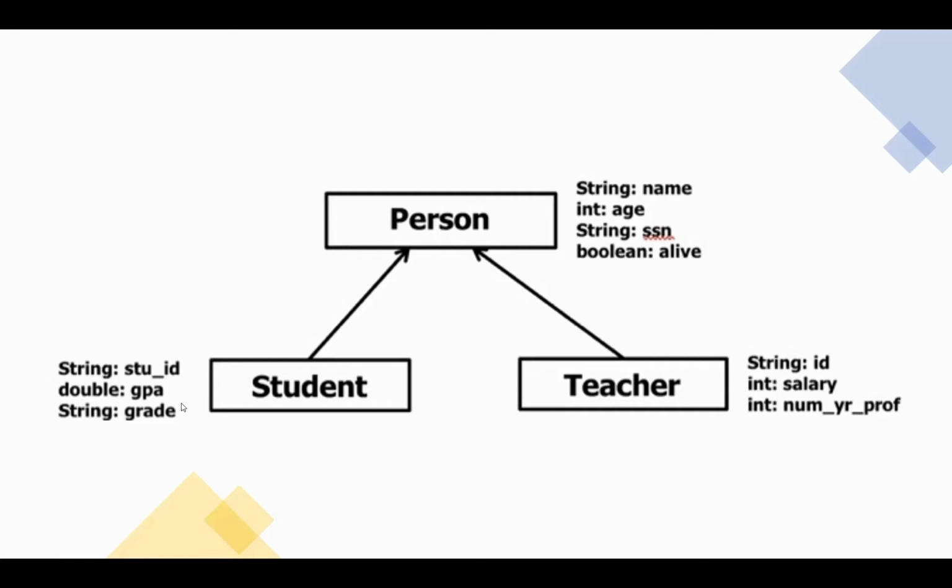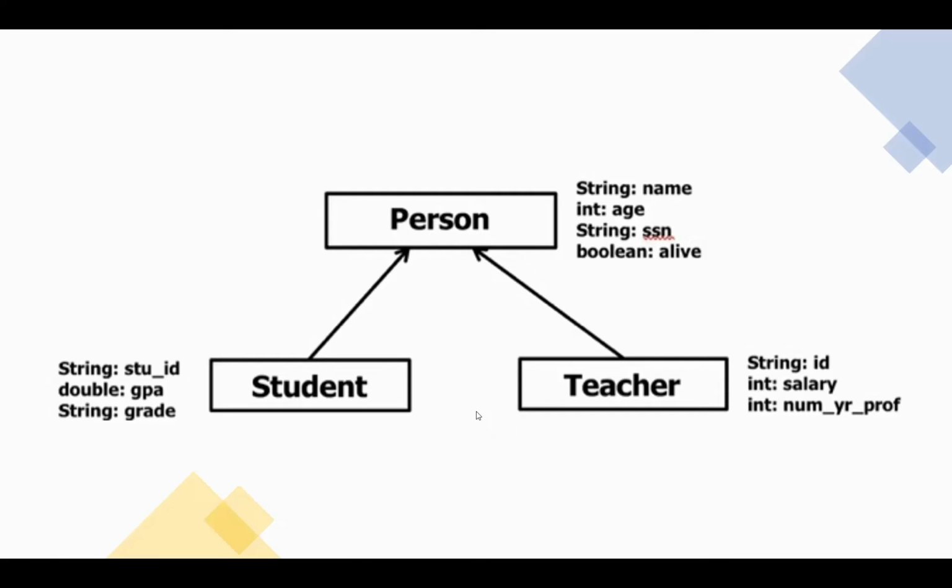Similarly, you can have a teacher class that also extends person, including attributes like employee ID, salary, and number of years worked. Each of these derived classes retains the foundational elements of the person, ensuring that you don't need to rewrite common attributes like name and age for every type of person in the school system.